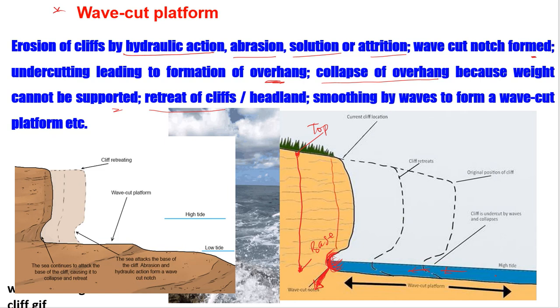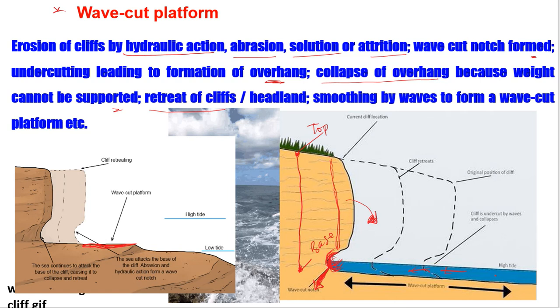Now, this wave-cut notch will now lead to the formation of an overhang. So this is an overhang now. Why? Because it no longer has support here. So once there is no support for it, it will now collapse. It will erode and collapse. Once that is done, it will now form what? A wave-cut platform. So this wave-cut platform is this point here. This smoothing point at the base here is formed because the cliff that was there earlier has collapsed. That is what it is.